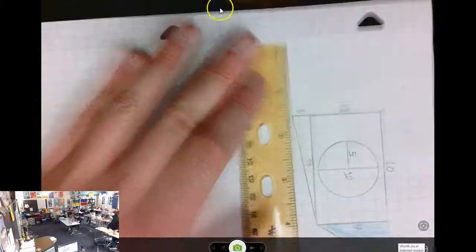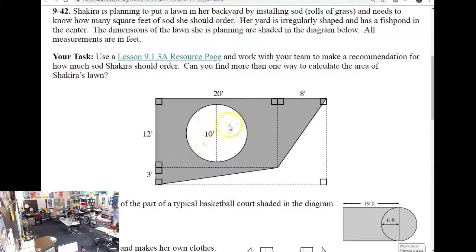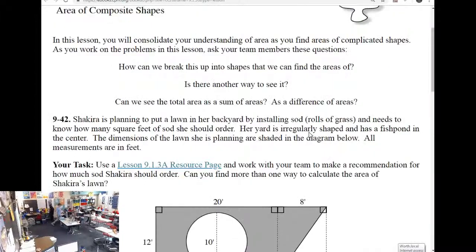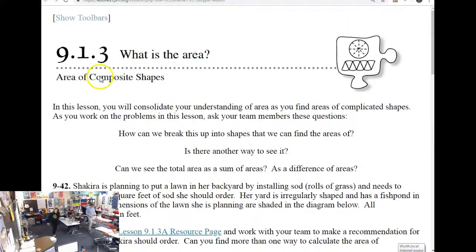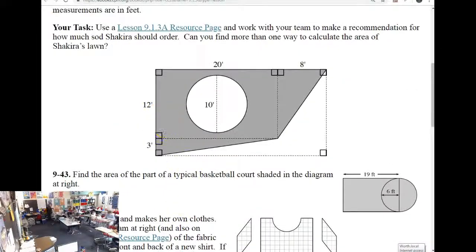Are you defining the total area of the whole thing, or the area of that circle? Area of the shaded region. Oh. Composite area is what this is called. By the way, our header, if you missed it, is area of composite shapes, or you can just say composite area. So if you missed our header, it's just composite area.